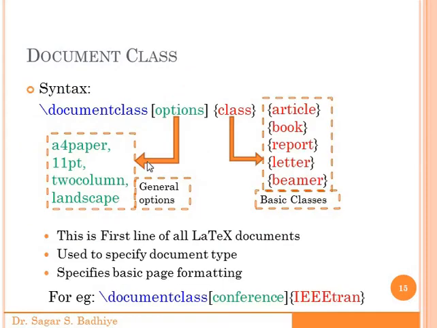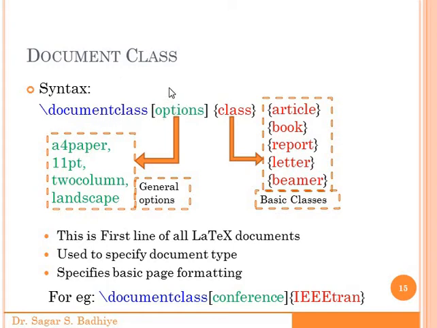So the first section of a LaTeX document is the document class. This is also the first line of all LaTeX documents. This is used to specify the type of the document, and it also specifies the basic page formatting.